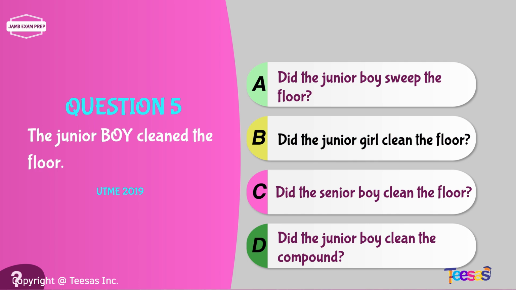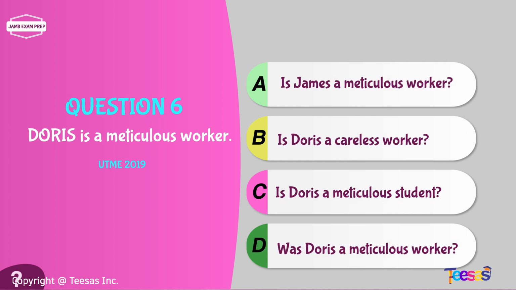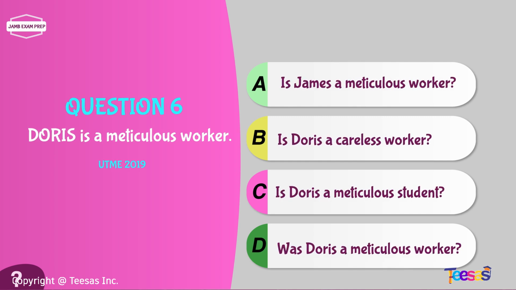Question 6. Doris is a meticulous worker. The answer is option A. Is James a meticulous worker? This question is used to emphasize the word Doris.